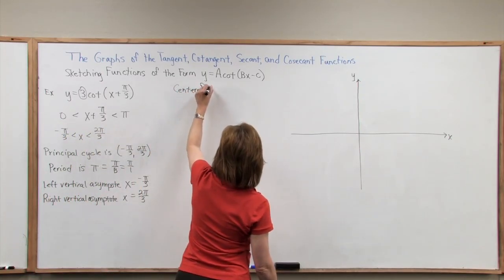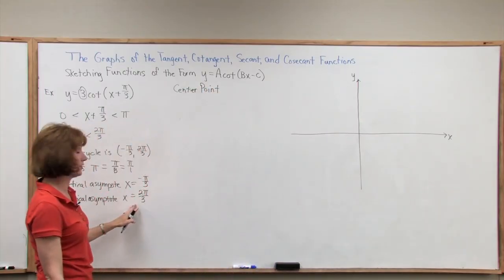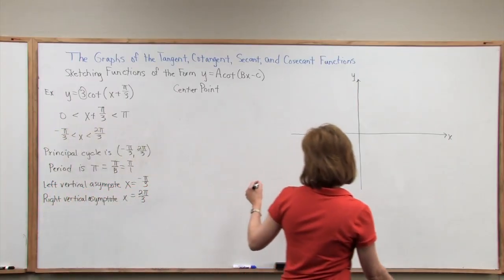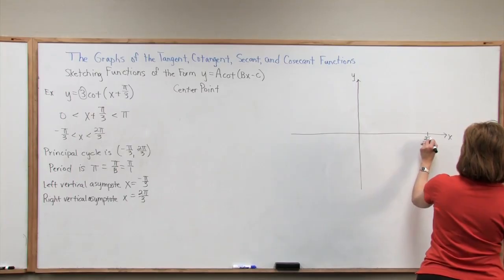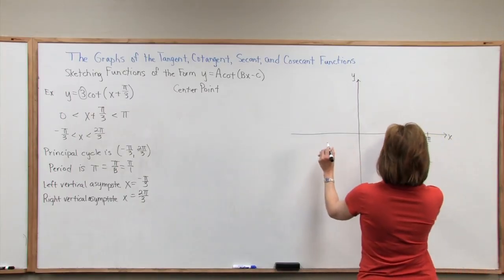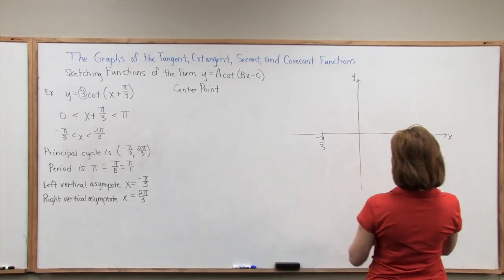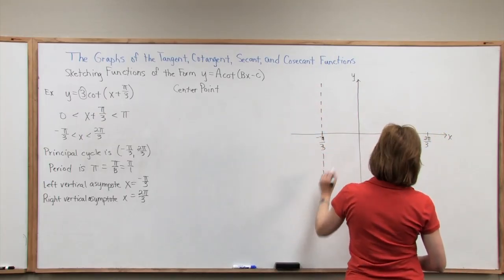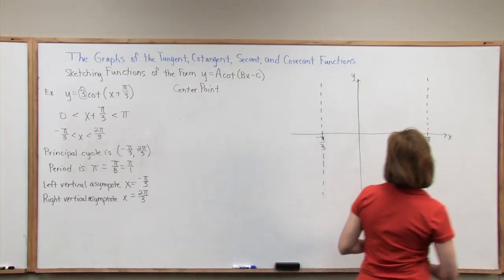Now we want to find the center point. The center point is located midway between the left and the right vertical asymptote. Let's go ahead and put our asymptotes on the graph now. So we have -pi over 3. Let's see, if this is 2 pi over 3, then about right here. So I have an asymptote here, and I have an asymptote here.